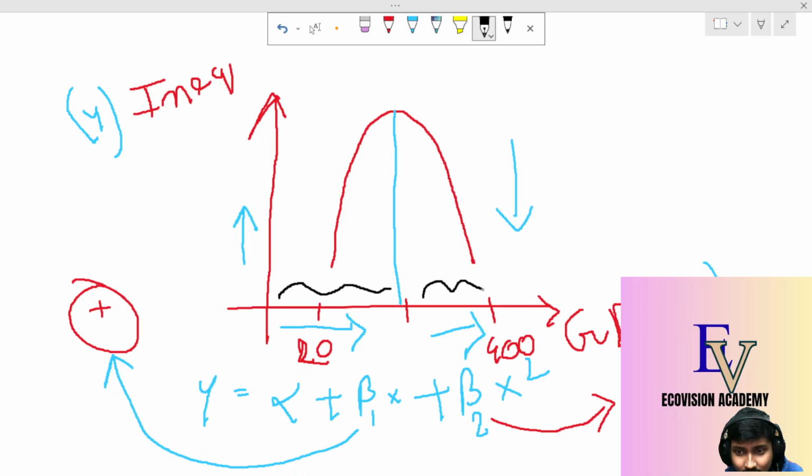400. So in the first quadrant, when the GDP is increasing, you can interpret that as GDP increases, inequality also increases, so the beta 1 sign will be positive. But in the second quadrant, what will happen? It will be negative. Why? Because if the GDP increases, then inequality falls.